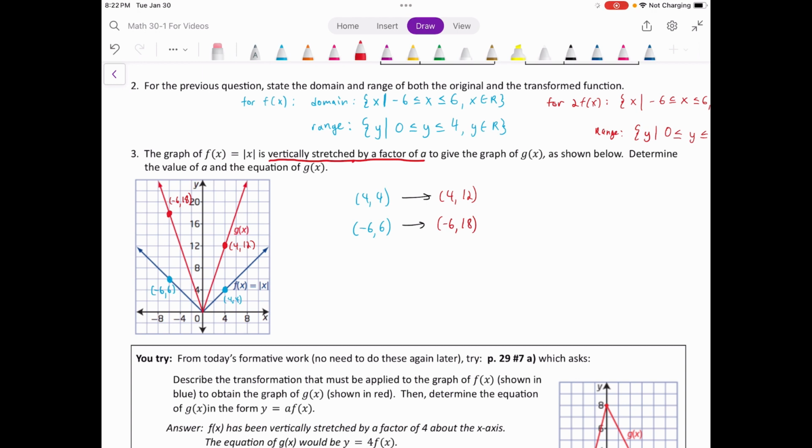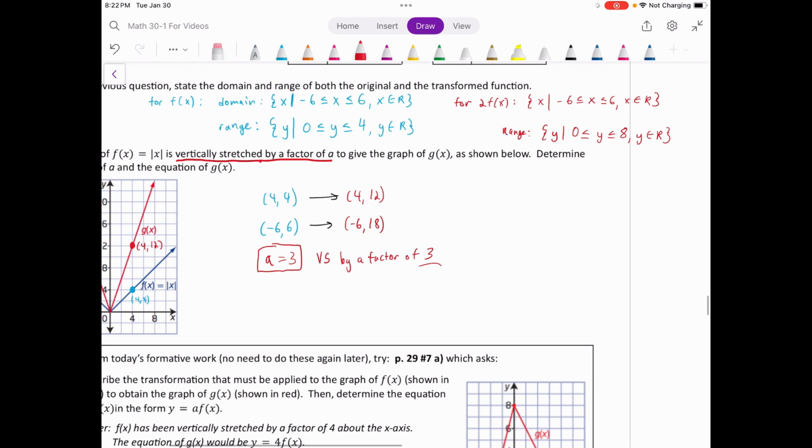So what does that mean? A equals 3, right? This is a vertical stretch by a factor of 3. Every y has been multiplied by 3. So that was part of the question, was determine the value of a. That was not so bad. But now it wants us to determine the equation of g of x, right?